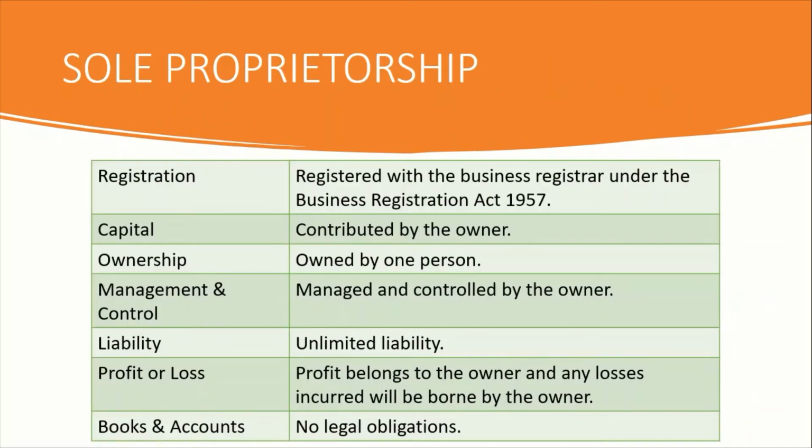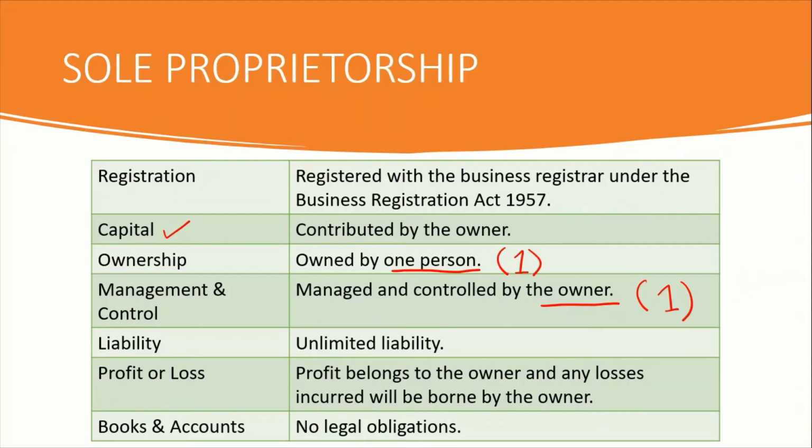First one is sole proprietorship. They are registered with the business registrar under Business Registration Act 1957. The capital is contributed by the owner. Only one person owns the ownership, and that person is the one that contributes the capital. Fourth is management and control. Managed and controlled by the owner, which is that single person.